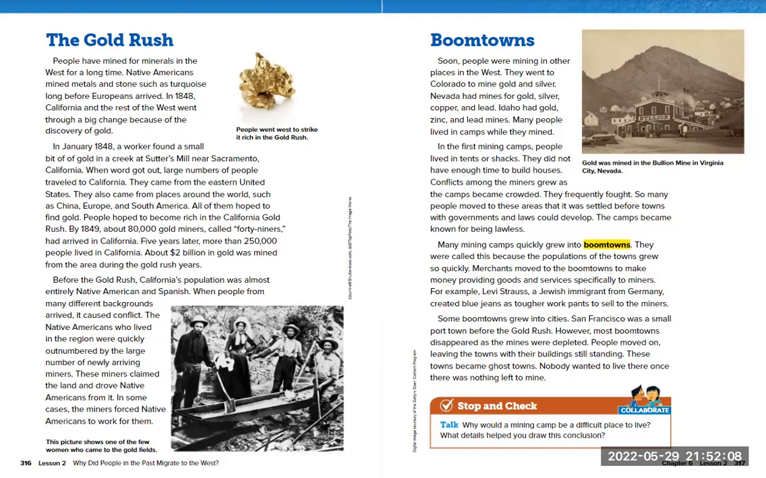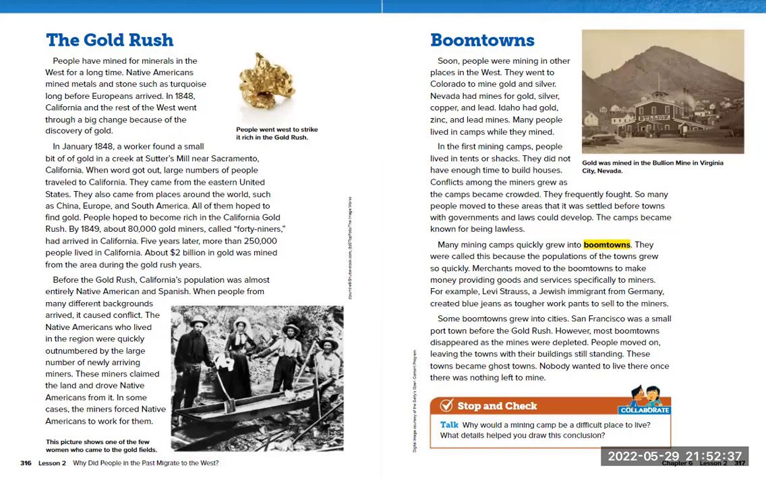When word got out, large numbers of people traveled to California. They came from the eastern United States. They also came from places around the world, such as China, Europe, and South America. All of them hoped to find gold. People hoped to become rich in the California gold rush. By 1849, 80,000 gold miners, called 49ers, had arrived in California. 5 years later, more than 250,000 people lived in California. About $2 billion in gold was mined from the area during the gold rush years.